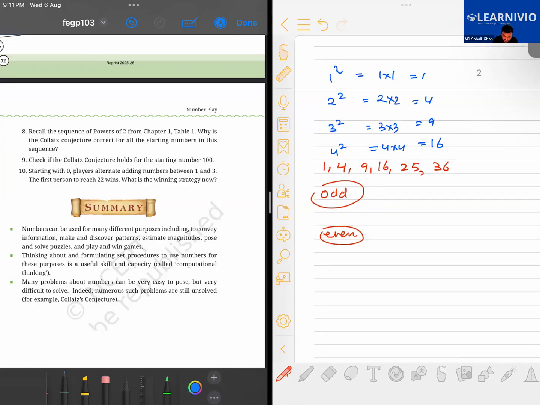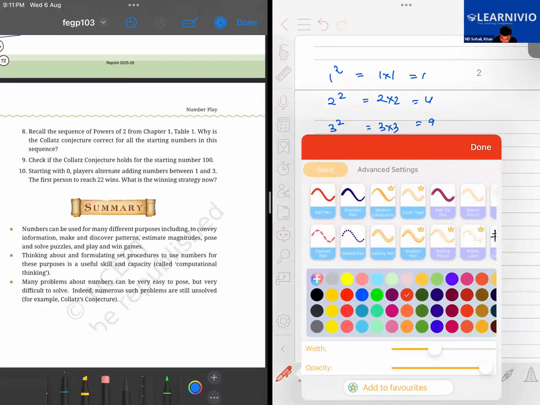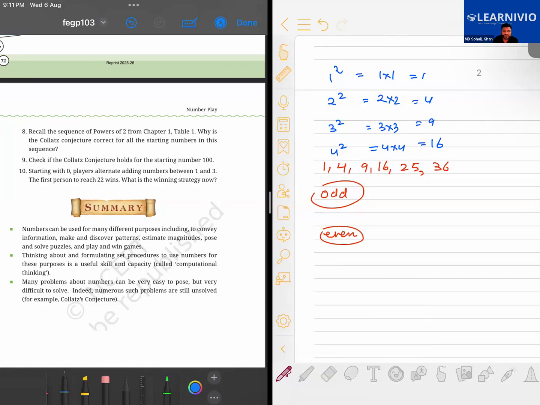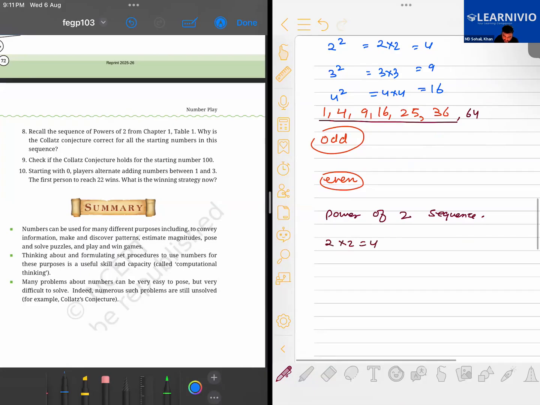Powers of 2 sequence. Suppose we have to continue from the powers of 2 sequence. Let me change the color. So if you have to take the sequence, they are 1, 4, 9, 16, 25, 36. Then after this we will be getting 64 and so on, right? So 2 times 2 gives you 4. Sorry, 3 times 3 gives us 9. 4 times 4 is 16. 5 times 5 is 25, and so on.